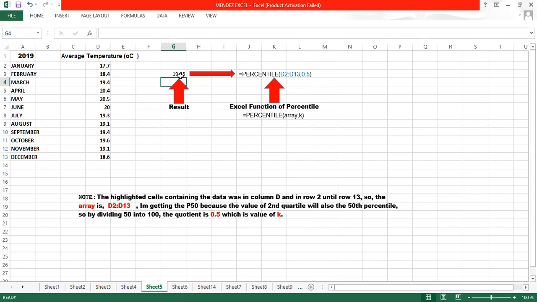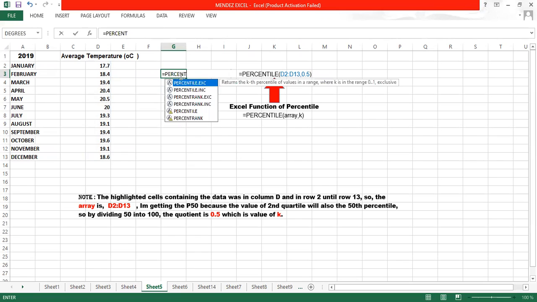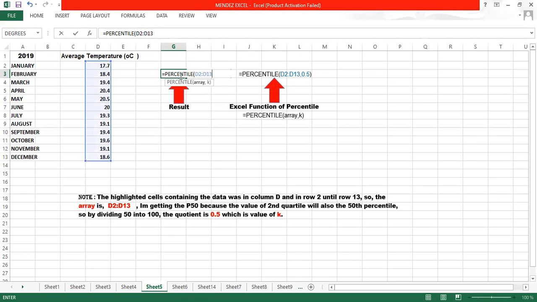Okay, let's assume that we don't know the result yet. We will include the equals PERCENTILE, open parenthesis, and our range is D2 to D13, comma, 0.50, then close parenthesis, then press enter. So the result is 19.35.